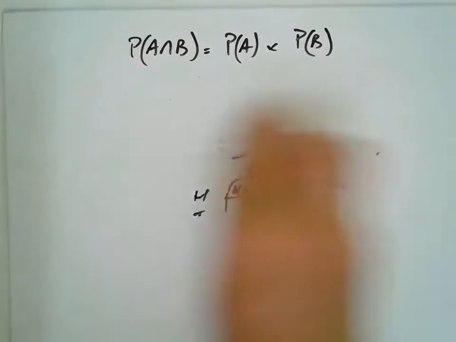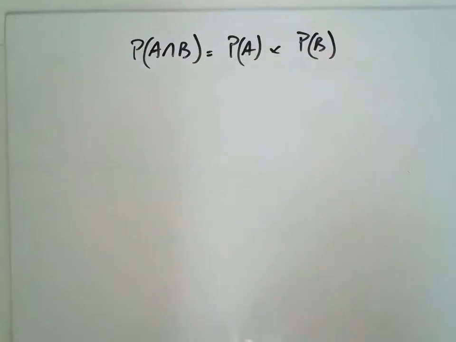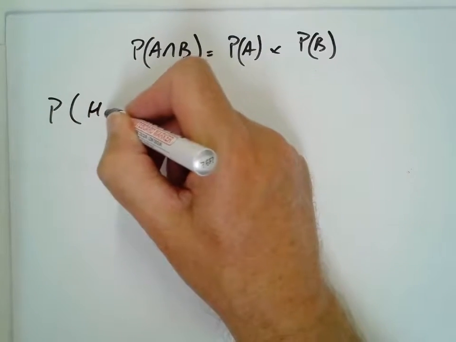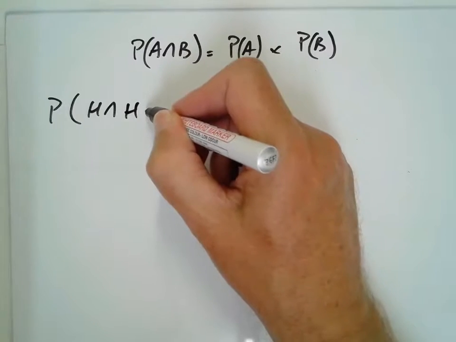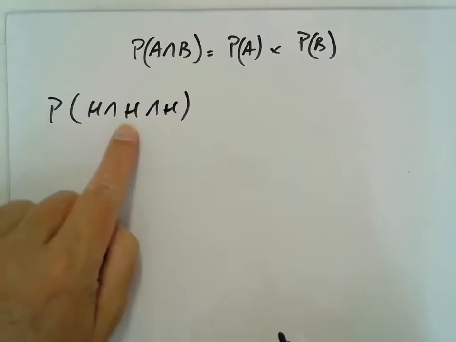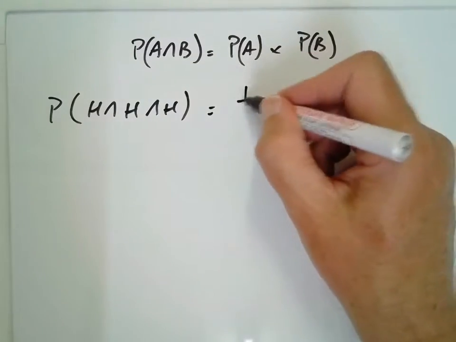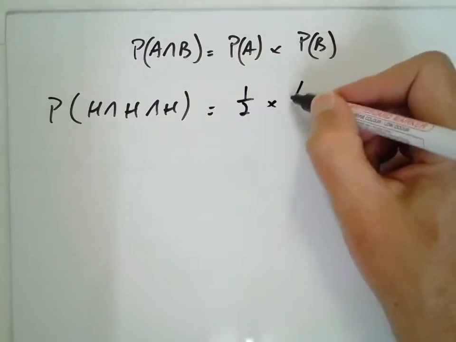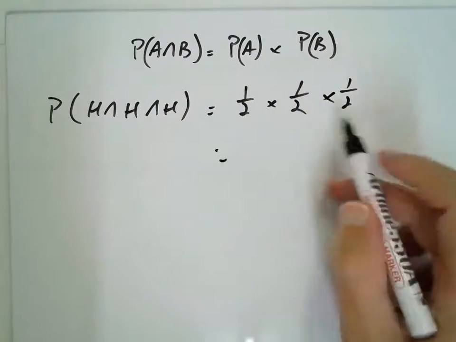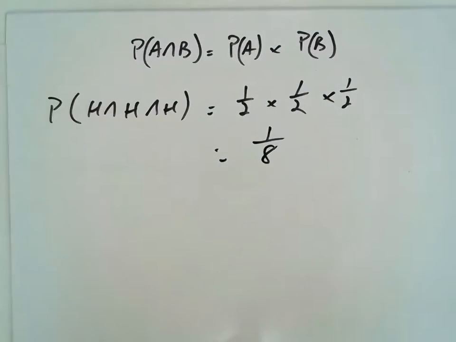Let's do a bit of a longer one. Let's just go coin. Let's go the probability of a head and a head. Let's throw it 3 times. Probability of a head and a head and a head. Probability of a head is a half. Getting a head again is another half, and getting another head is another half. A half by a half by a half, an eighth. Seems simple.